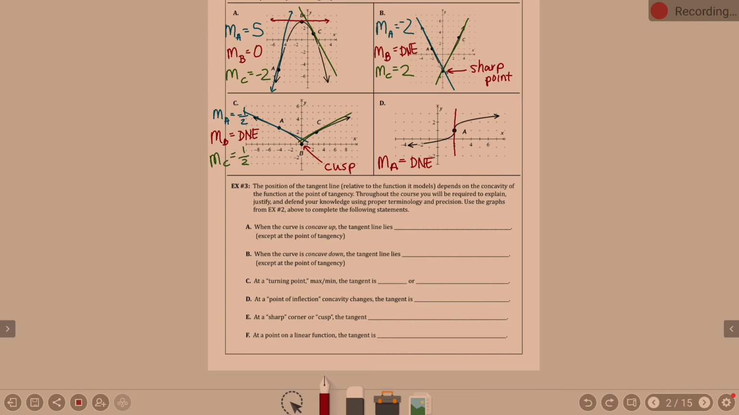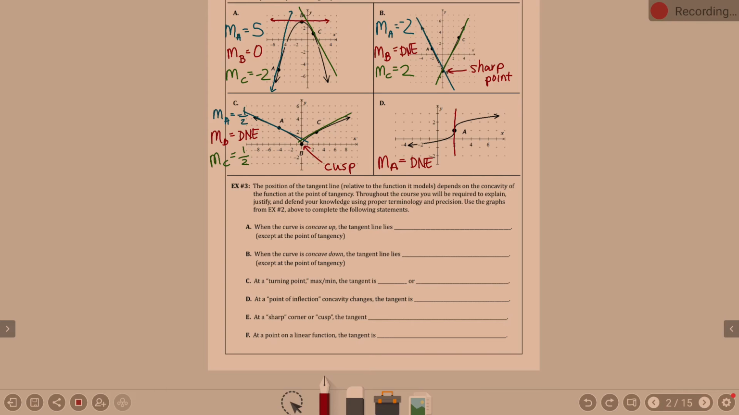Example 3. The position of the tangent line relative to the function it models depends on the concavity of the function at the point of tangency. That's a lot of words, right? I'll explain here in a moment. Throughout the course, you'll be required to explain, justify, and defend your knowledge using proper terminology and precision. Use the graphs from example 2 to complete the following statements.